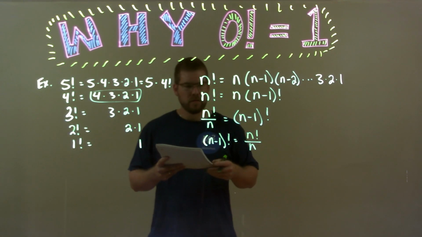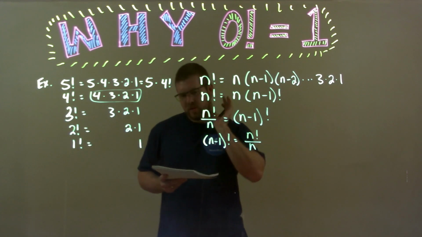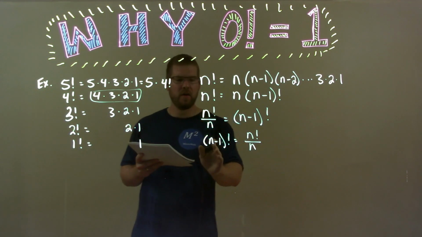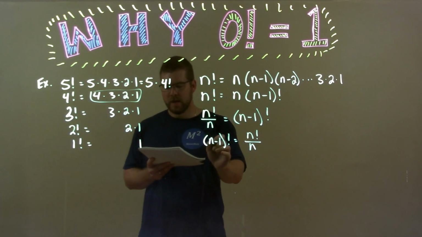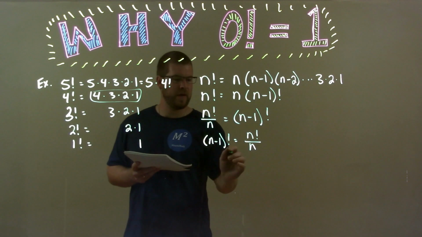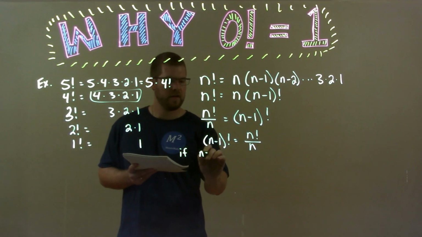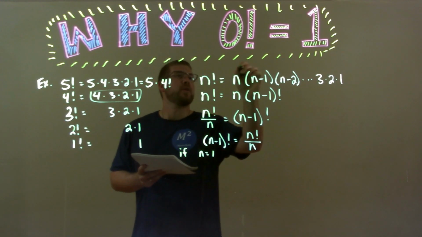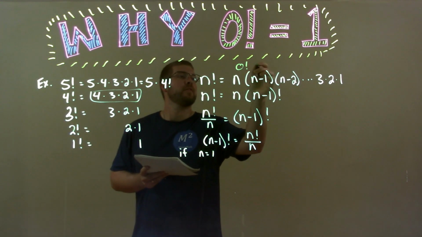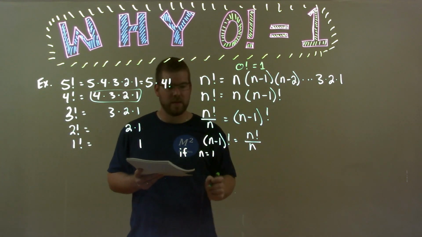Well then, we have a new definition here, and if we're looking for the n value, what happens if n is 1? So if n equals 1, we're looking at 0 factorial equals 1, making a little statement there.